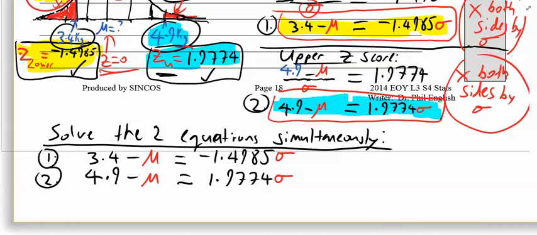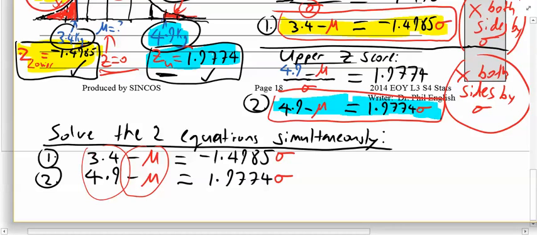Now, because they're in the same form, the easiest way to solve these is the elimination method, which is where we simply add or subtract the terms from the two equations. We can see that what's in both of them is mu, and the bigger, positive number on the right-hand side is in equation 2. So the easiest way is to take everything in equation 1 and subtract it from equation 2. So I'm going to go equation 2 minus equation 1.